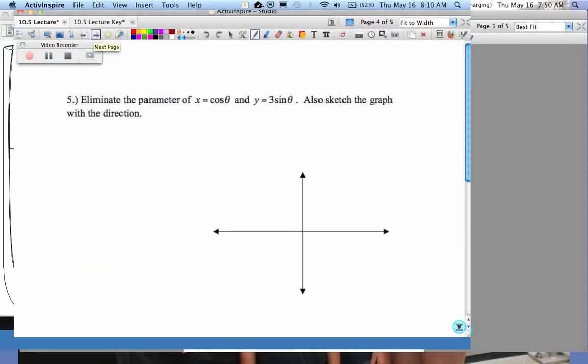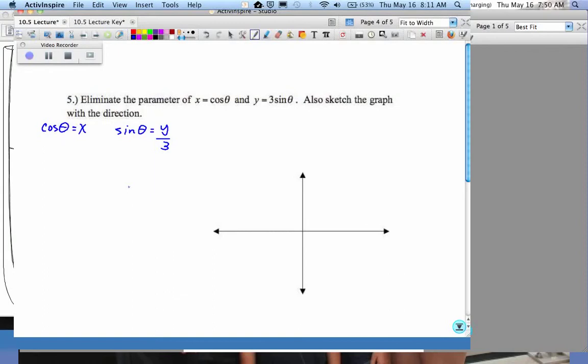This one's a little bit different. It's a trig function, but it's still parametric mode. Okay? So we're going to eliminate the parameter. And to do this, I want you to isolate the trig function. So the first one, I would write cosine of theta is equal to x. And that second one would be sine of theta equals y over 3. Now, you might have the sine on the right-hand side, but I'm just flip-flopping it. So you isolate the trig function.